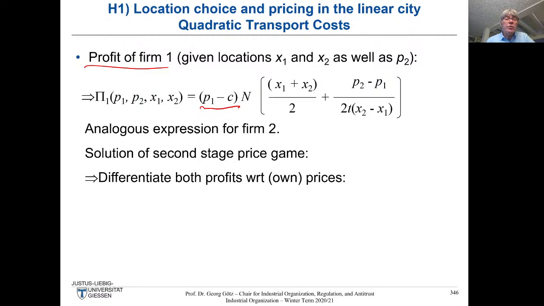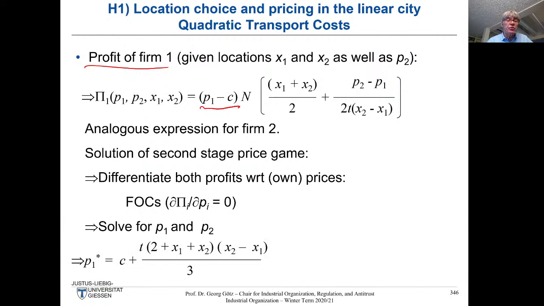Okay, and what we are doing is we differentiate both profits with respect to own prices, take first derivatives, set that equal to 0, and solve for the prices. I don't do that in detail. I think we have a problem in this assignment here. That's why you can do it and you get it directly. So these are the prices.